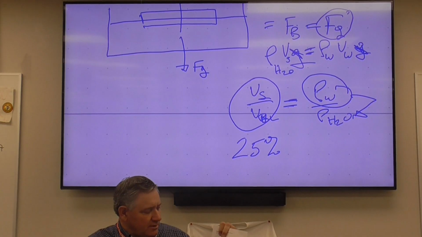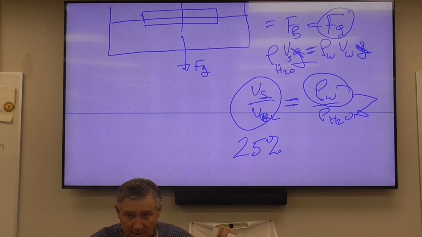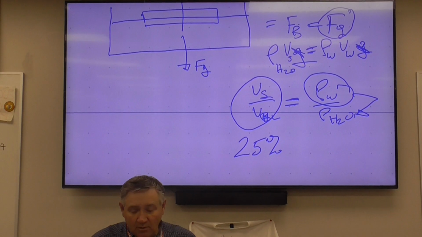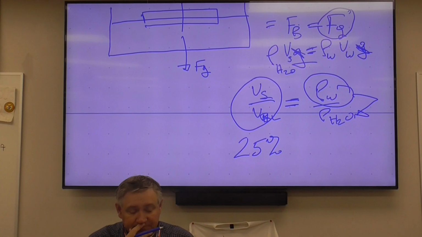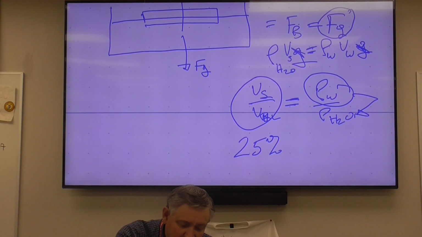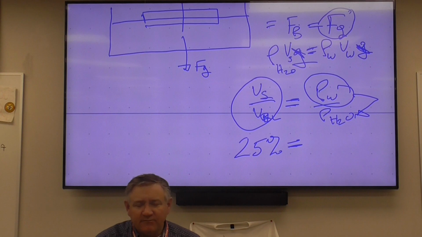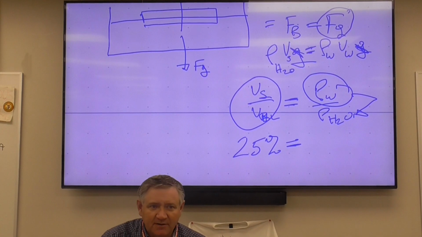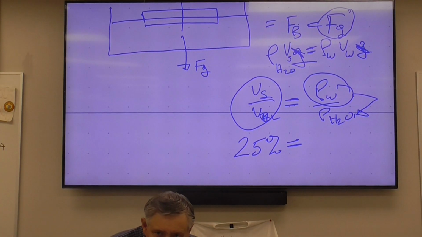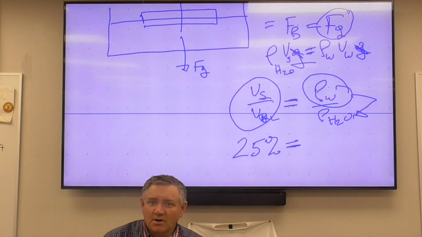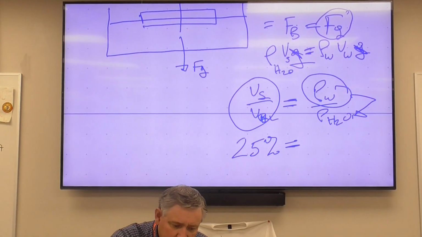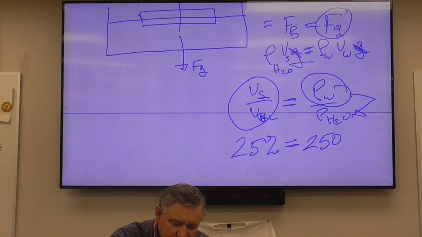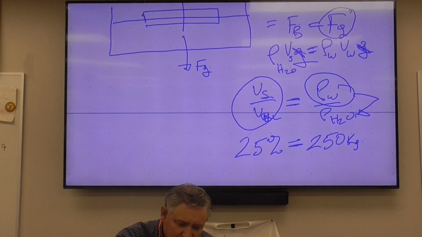On here with your liquids, you have two different densities. You have the density of water, and you have the density of seawater or salt water. Salt water is more dense. So what do you think the density of that block of wood is gonna be about? 25% of fresh water's 1,000, which would be about 250 kilograms per cubic meter.